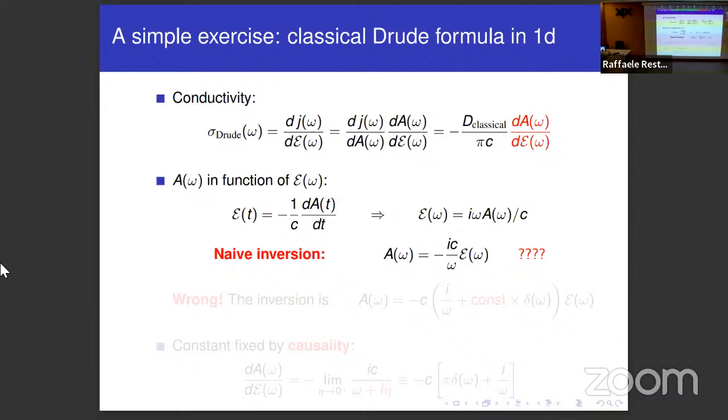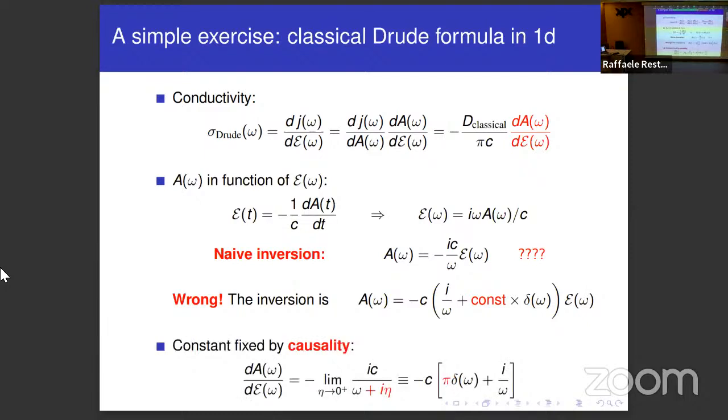If you go to the time domain, you retrieve the same integration constant here, of course, multiplying a delta, because you can easily verify that omega times a delta gives zero. So this constant doesn't affect the field. And now, what is the right constant?